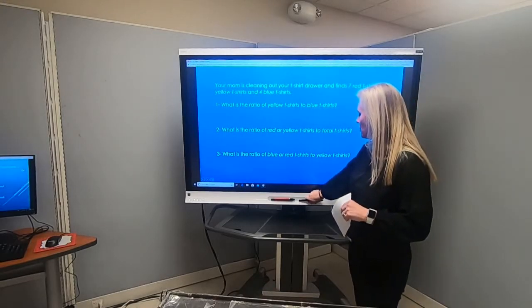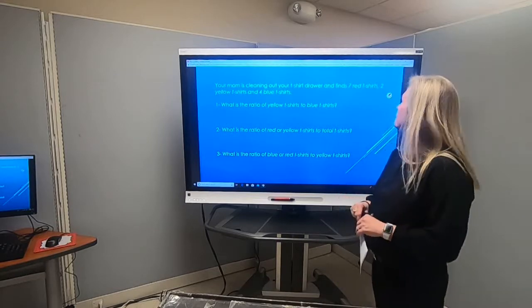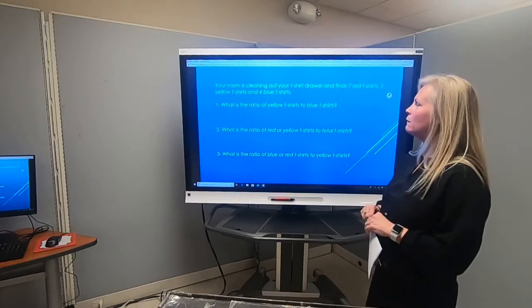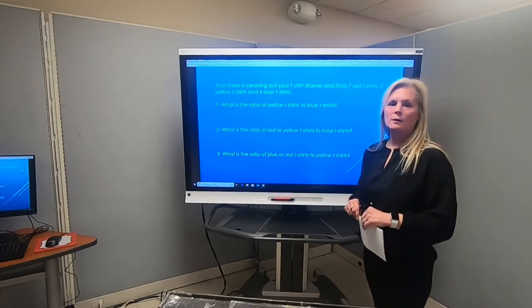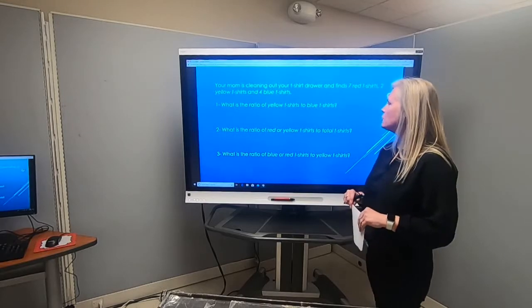All right, here's our next example. Your mom is cleaning out your drawer, your t-shirt drawer, and finds 7 red t-shirts, 2 yellow t-shirts, and 4 blue t-shirts. Question 1 says, what is the ratio of yellow t-shirts to blue t-shirts?